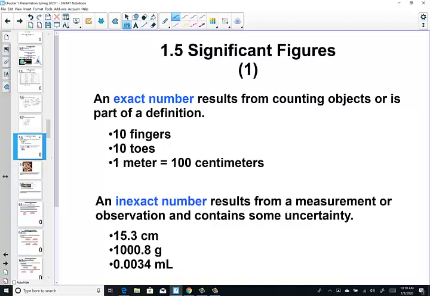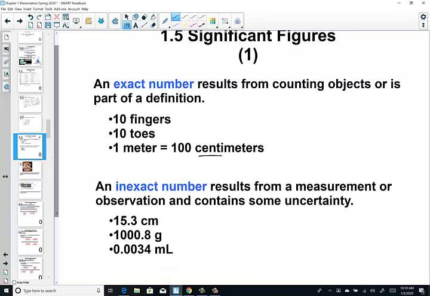Part of the definition of the term centi represents its value as being 1/100th of a meter. So it would take 100 centimeters to be equivalent to 1 meter. That's part of its definition. It's not about 100, it's exactly 100 centimeters in a meter.